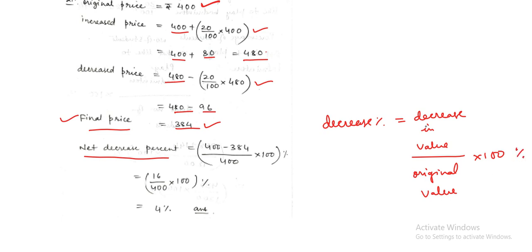So decrease in value means how much decrease. You see, the original value is 400 and now the final price has become 384. So how much will it decrease? 400 minus 384 will be the decrease, that is 16. So 16 by 400 into 100. So that will be 4%. So our answer will be, net decrease is how much? Net decrease 4%. Okay. I hope you have understood.